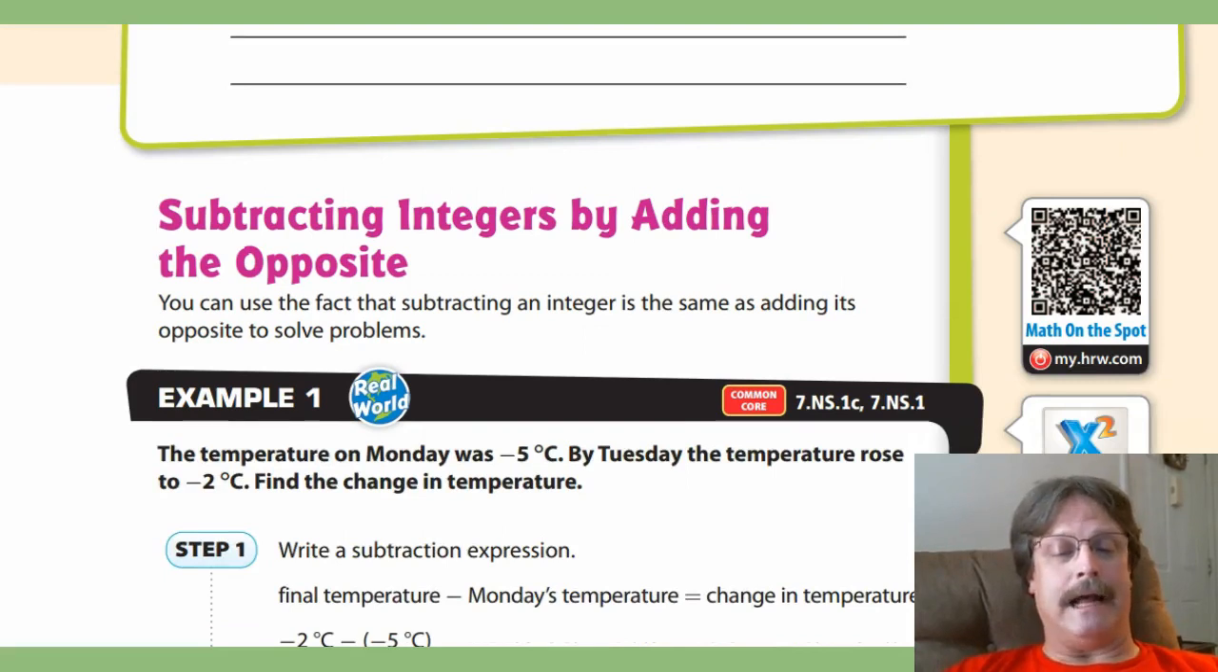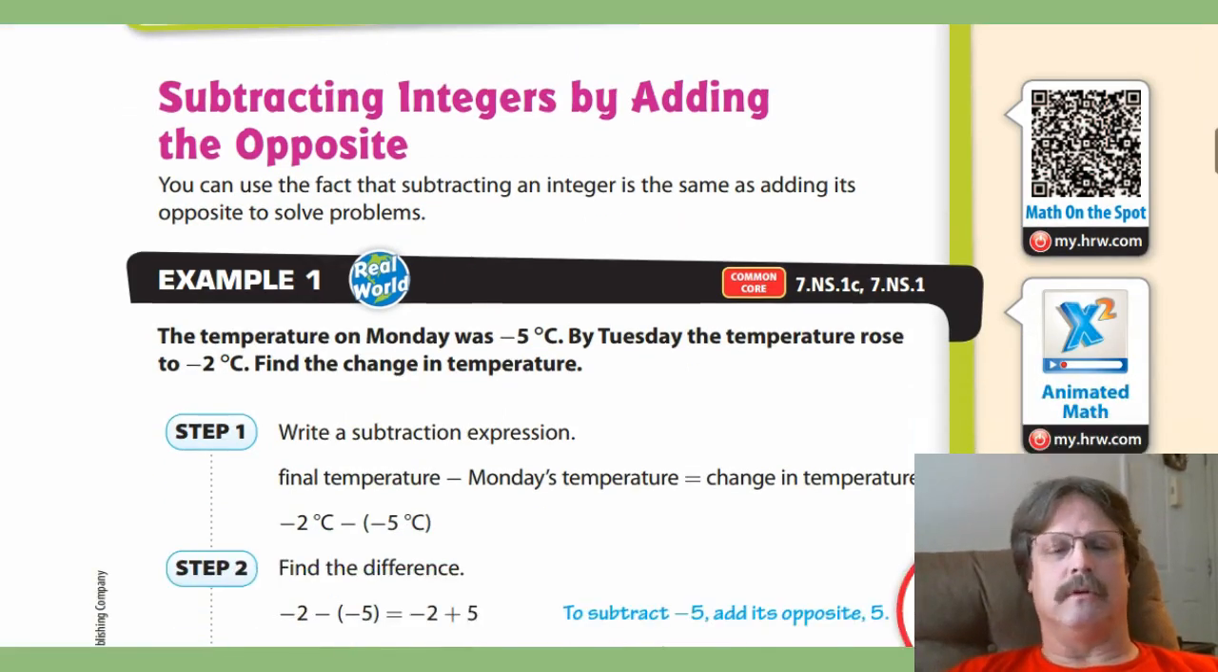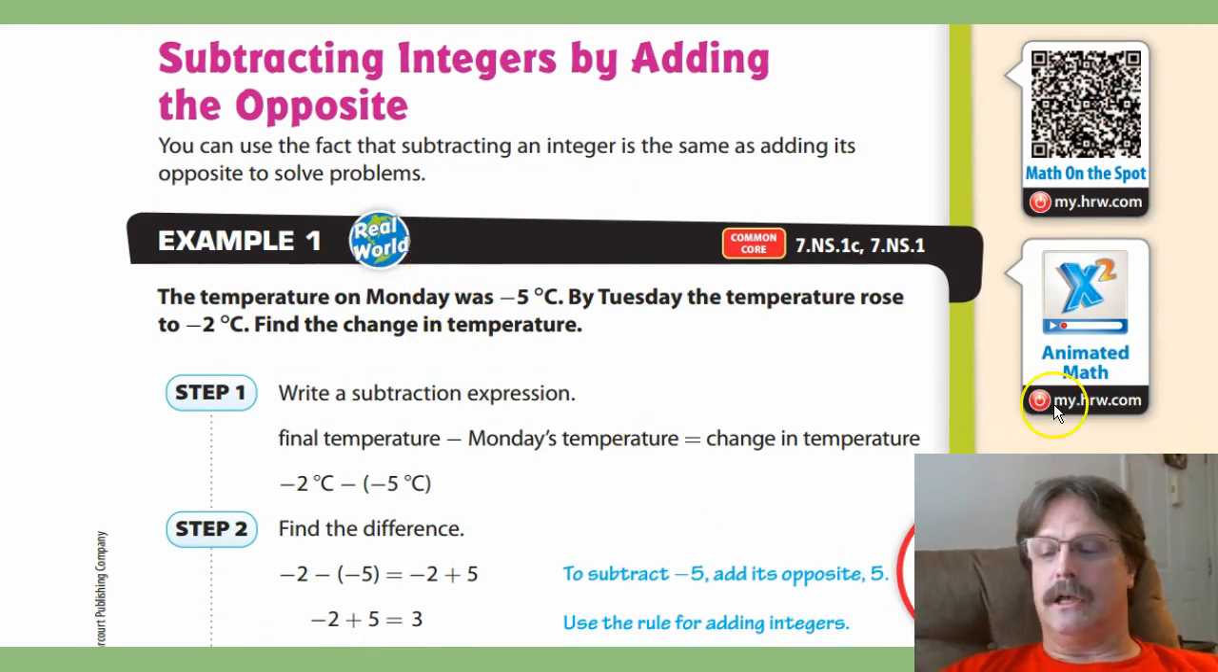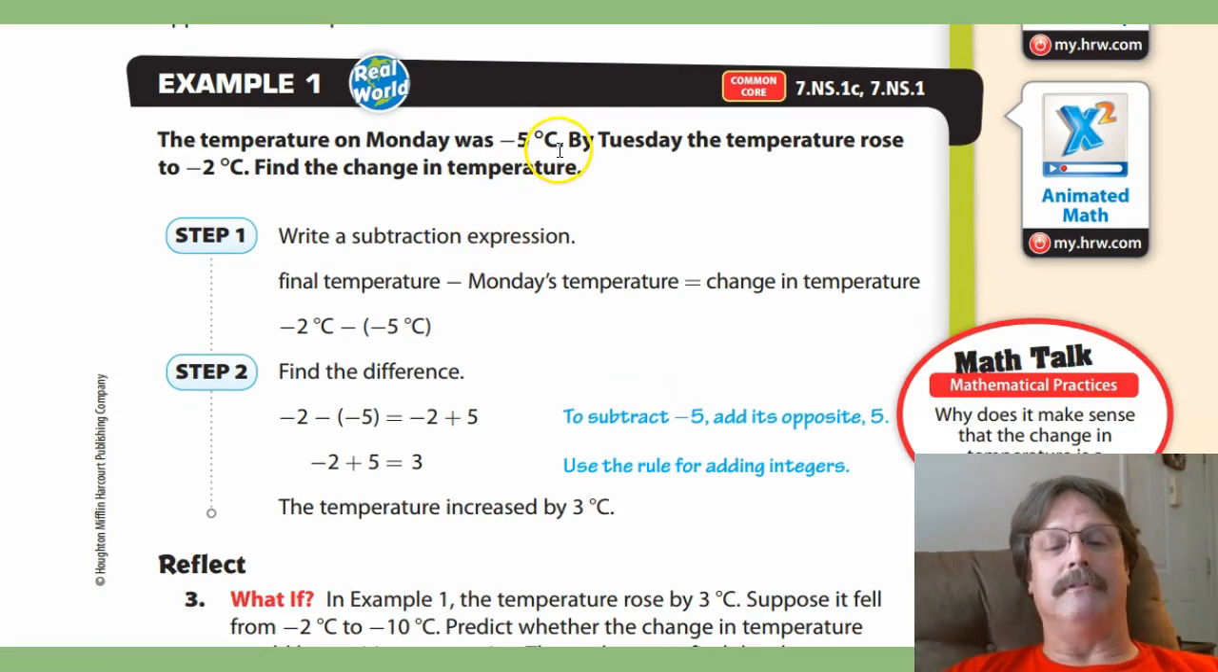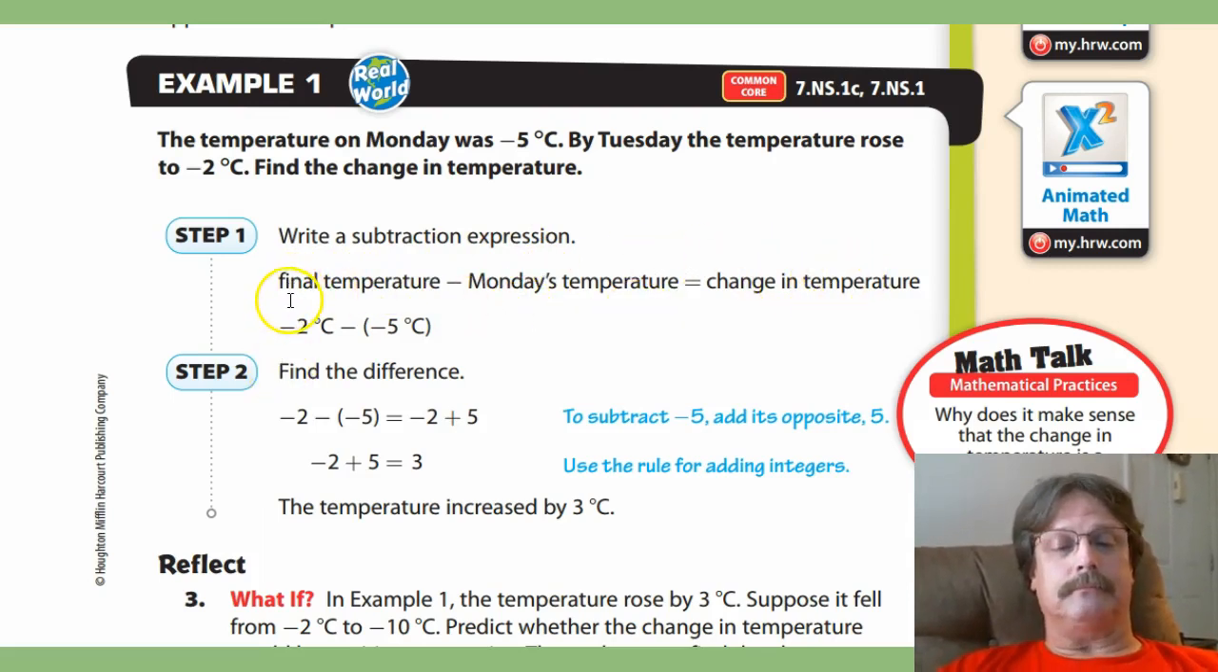Subtracting integers by adding the opposite. So that's kind of what we just did, but I think this is more of a real world problem, right here it says. So if we look here, they're talking about temperature. Okay, temperature on Monday was negative 5 degrees Celsius. By Tuesday, the temperature rose by negative 2 Celsius. So if we write that, okay, so we have to take the final temperature minus Monday's temperature, and that will tell us what our change is. So we're looking here, and on Monday was negative 5, so that's going to go in here. So let me give you some highlights here. So negative 5 is going to go in this position.